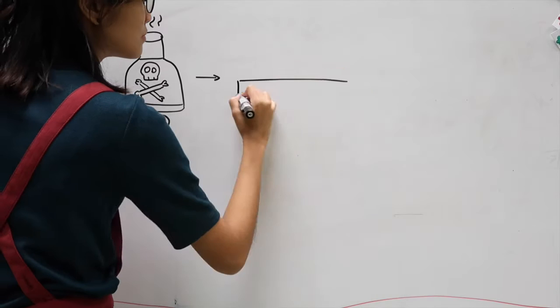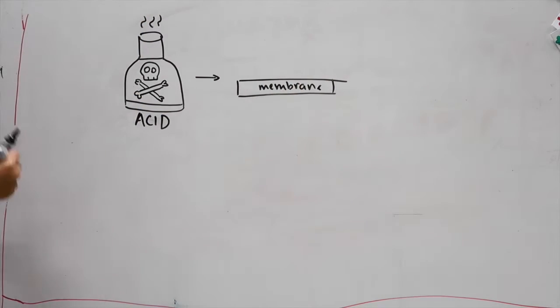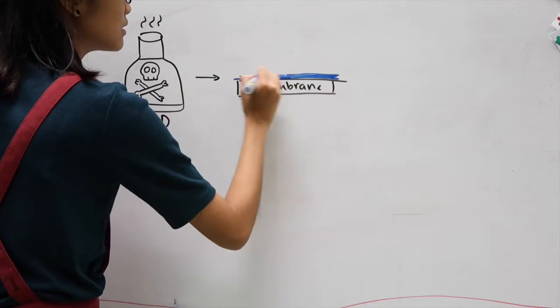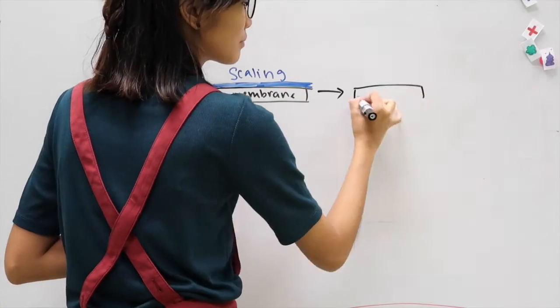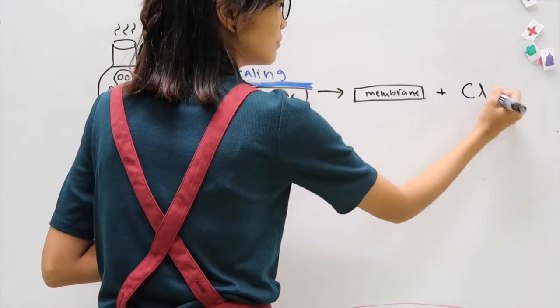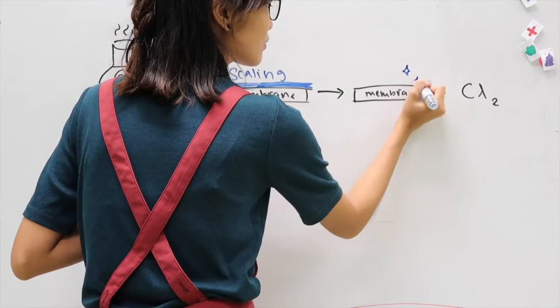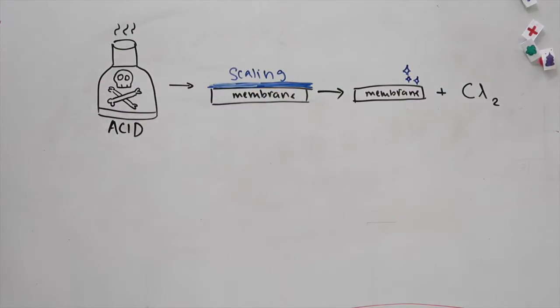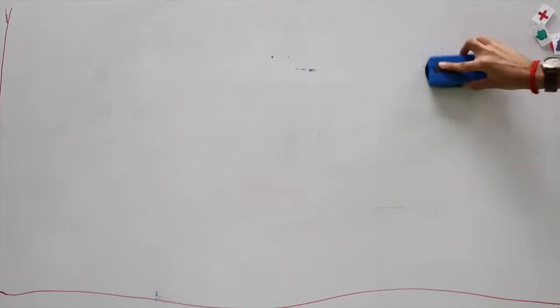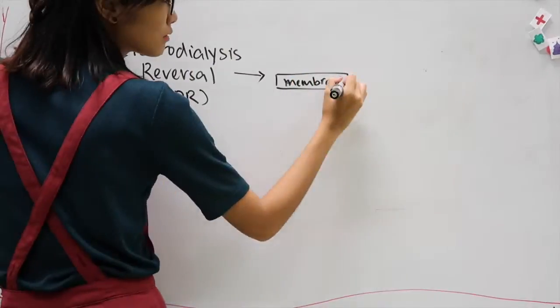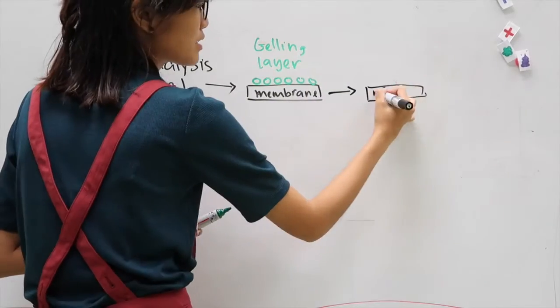After continuous use, you'll need to clean the dirty membranes. Acid can be used to dissolve calcium carbonate, which causes scaling on the surface of the membrane. Chlorine gas may be formed in the process of doing so too. Membrane fouling can be caused by accumulated colloidal particles or slimes. Electrodialysis reversal can be used to remove these fouling agents.